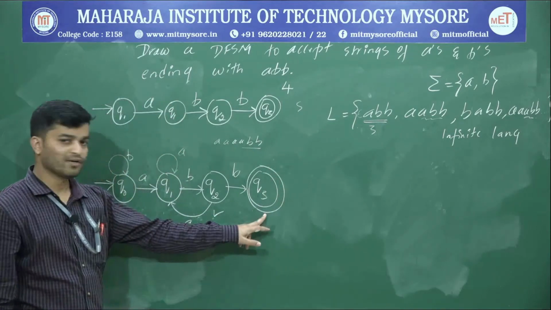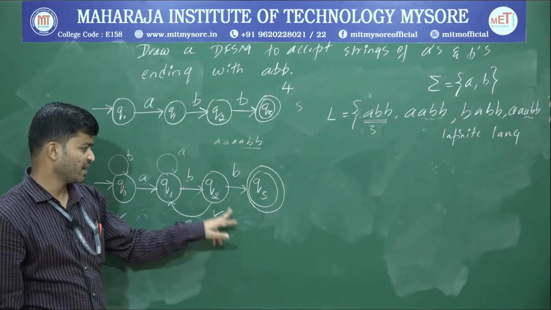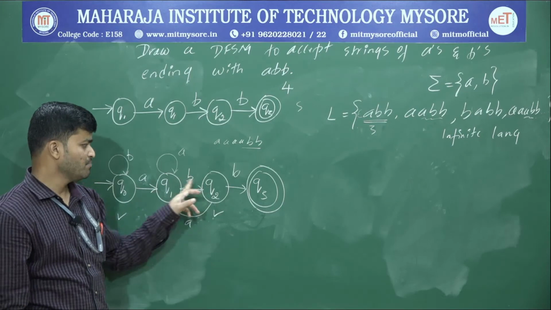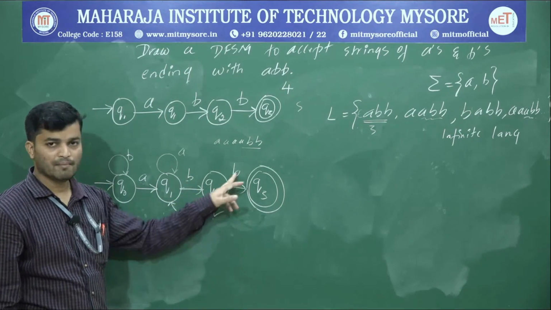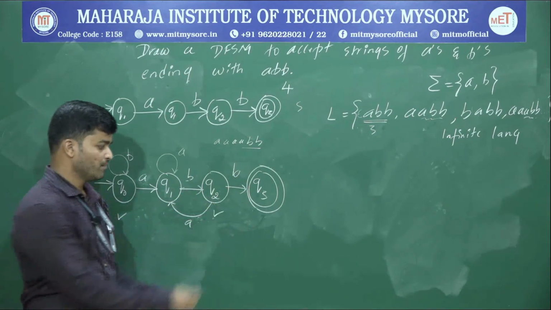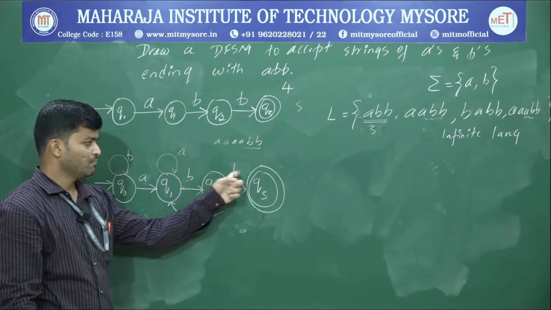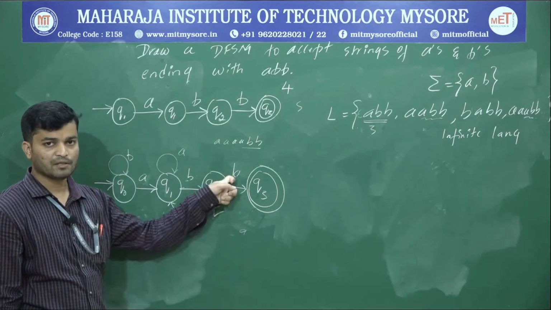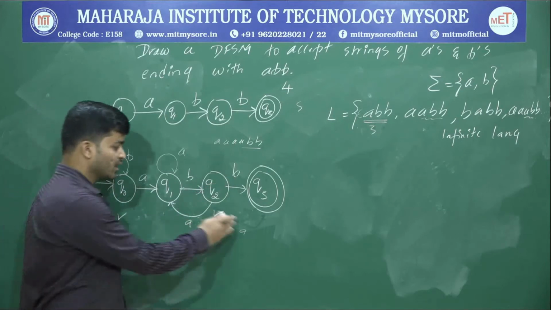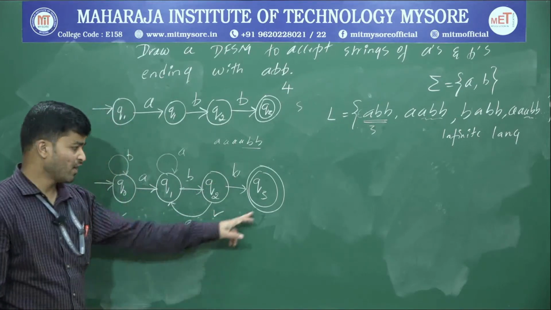Now what's the next thing? Try to connect with the next nearest state. If I connect here, then I'll get A, B, B, then A, B. So that will end with A, B. A, B, B. So again A, B. So it will end with A, B. Therefore, connecting to Q2 is also not a valid option.